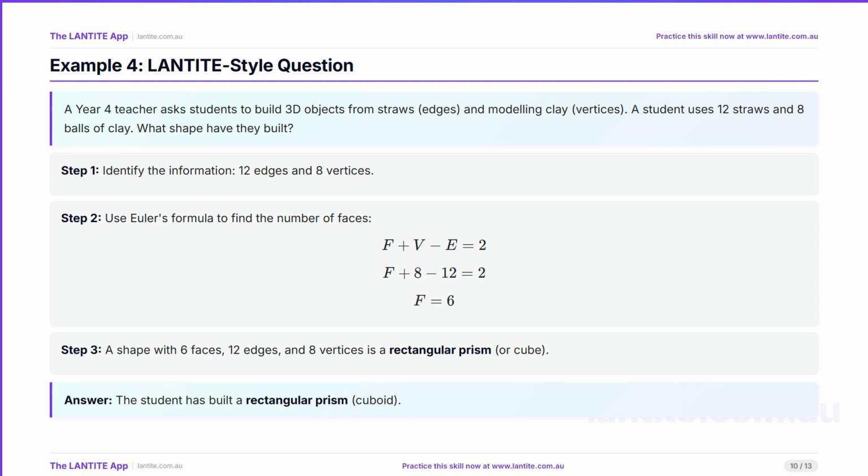Using Euler's formula, faces plus vertices minus edges equals 2. So faces plus 8 minus 12 equals 2, which means there are 6 faces. A three-dimensional shape with 6 faces, 12 edges, and 8 vertices is a rectangular prism, also called a cuboid. If all the straws are the same length, it would specifically be a cube.